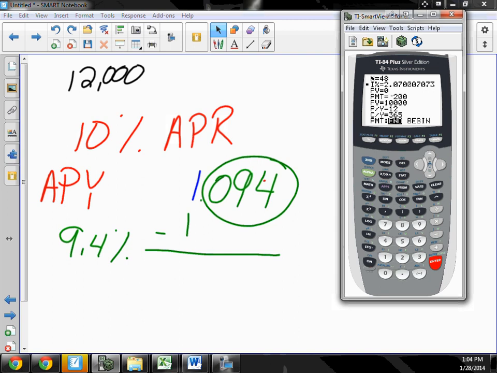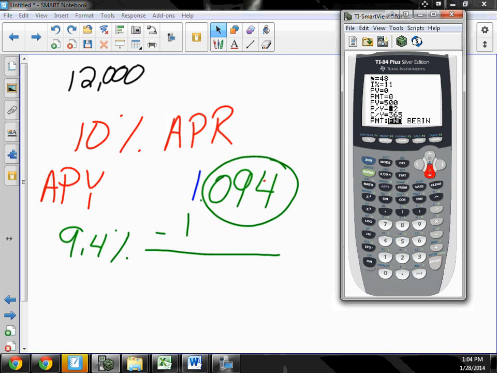Okay, number 9. What is the initial amount needed to reach 500 after 6 years in an account that earns 11% compounded semi-annually? So interest rate is 11. PV equals, we don't know. That's what we're looking for. Payment is 0. There's an initial amount, but no payments after that. Future value, so 500.